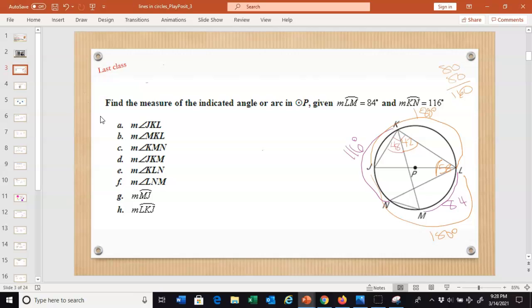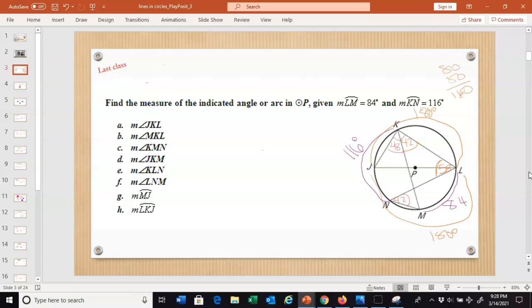All right, let's keep looking. I think, check this out. LM is 84, and look, it covers this angle. Angle N intercepts arc LM. So we could do half of 84, which is 42. Why don't we look at some of the questions and see if we can answer them?